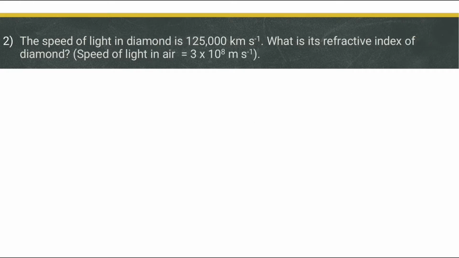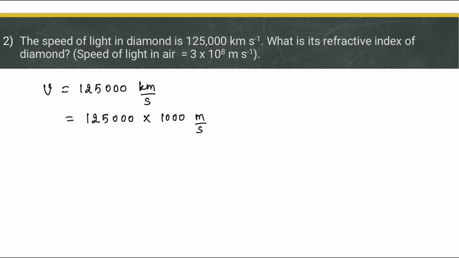Next question. Speed of light in diamond is 1,25,000 kilometers per second. So V is equal to 1,25,000 kilometers per second. Let us first convert this into meters per second, and that can be done by multiplying this value with 1000, right? 1 kilometer is 1000 meters. What is the refractive index of diamond? That is what we want to find out.